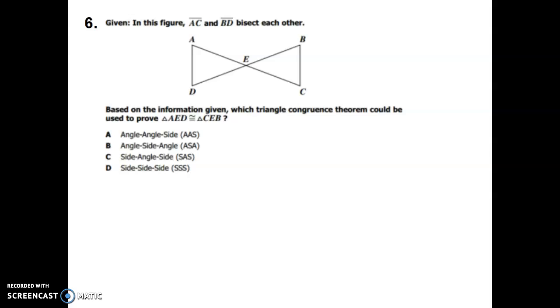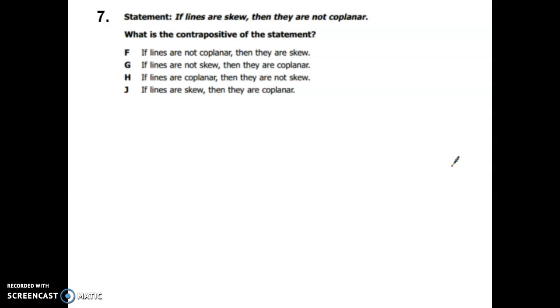Number 6, given that they bisect each other tells you that this length has been bisected, and so has this length. And we also know that these angles are vertical angles. So right there, it's SAS. Those two triangles are congruent by SAS, side angle side.